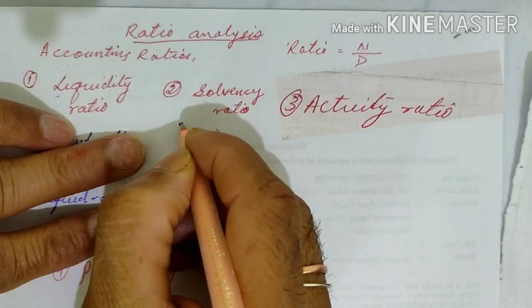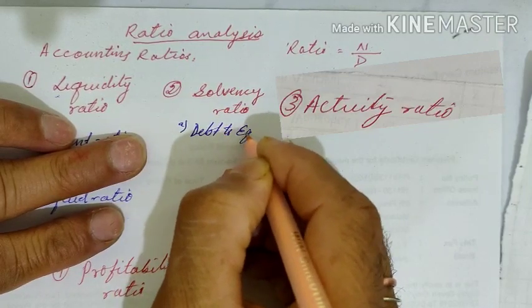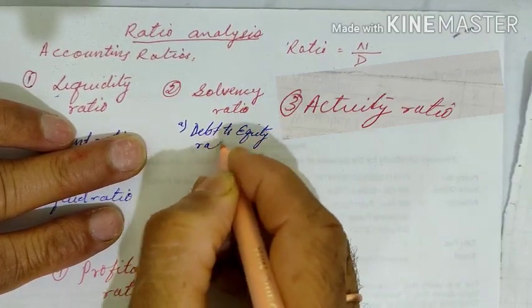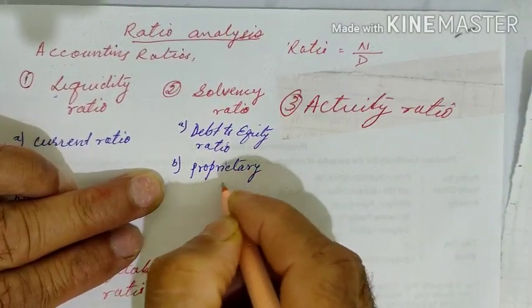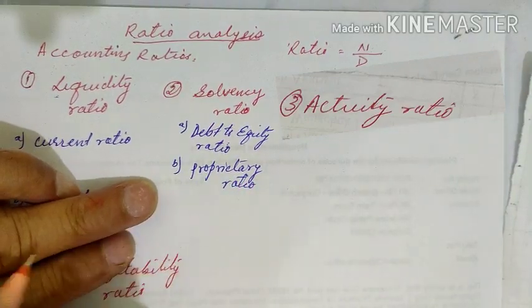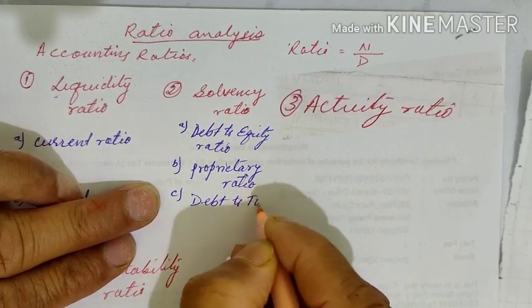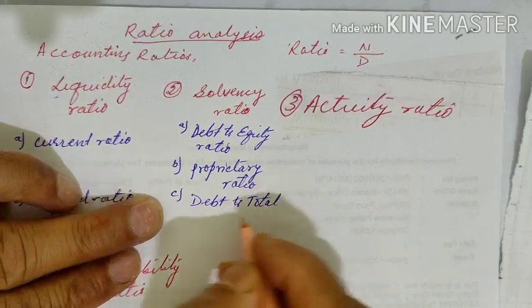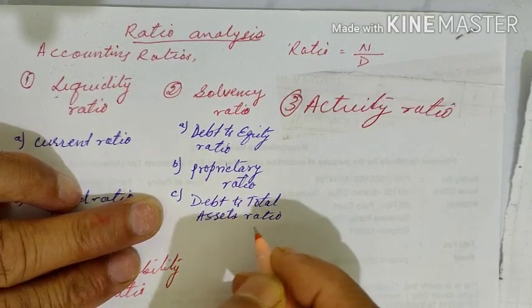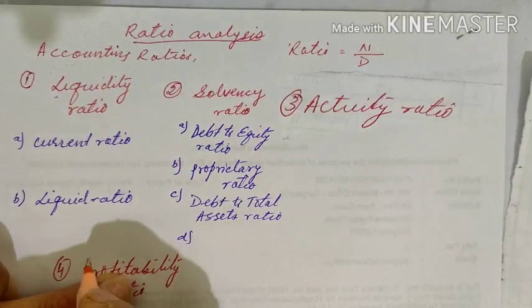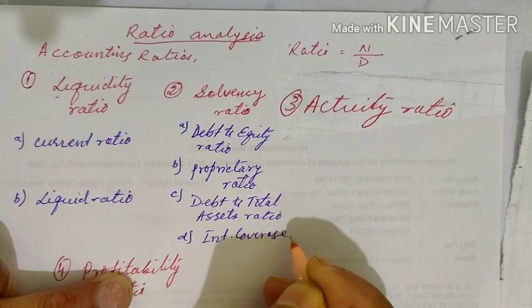And here we calculate debt to equity ratio, proprietary ratio, debt to total assets ratio, and number D, interest coverage ratio.